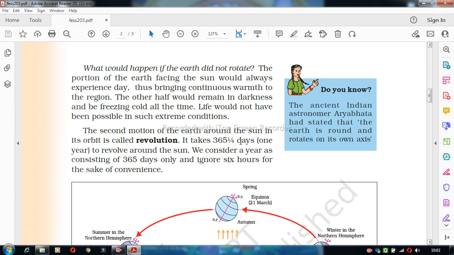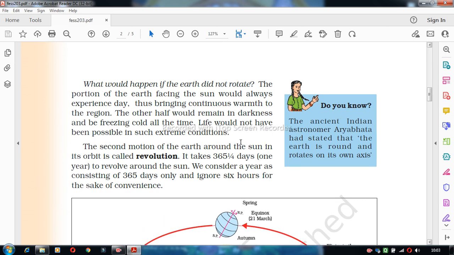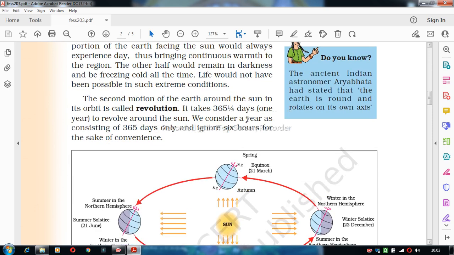We consider a year as consisting of 365 days. So cadets, soon we are going to understand the leap year. A leap year consists of 366 days, and we are going to know the reason. We consider a year as consisting of 365 days only, and it gains 6 hours. So when 4 times 6 hours are collected, it is converted into 24 hours. So 24 hours is called 1 day, and 1 day is added in that year, which is called a leap year.